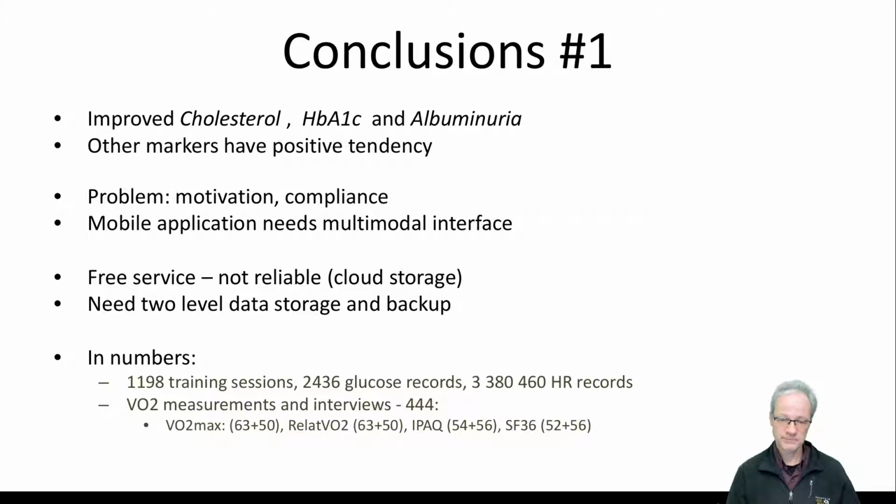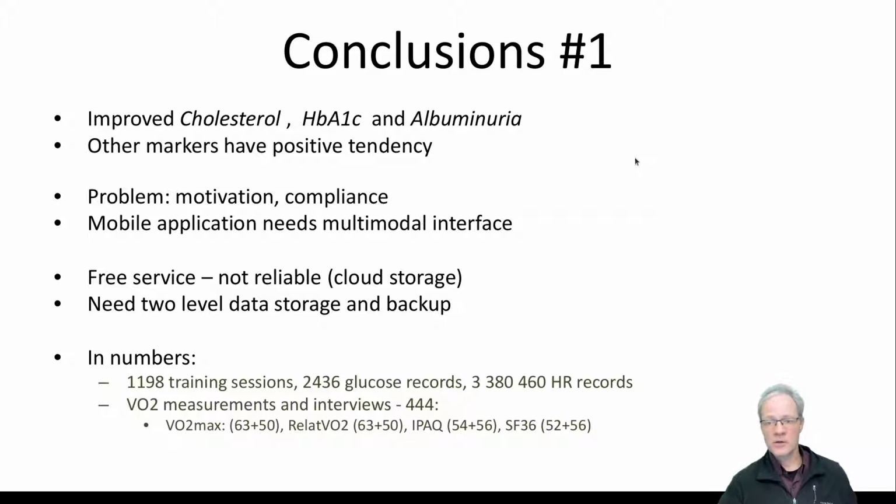So that's good. Now the problem is motivation and compliance. That's a big problem, how to motivate people, especially how to keep this motivation going. And that's something that everyone needs to work on in this field anyway, right?